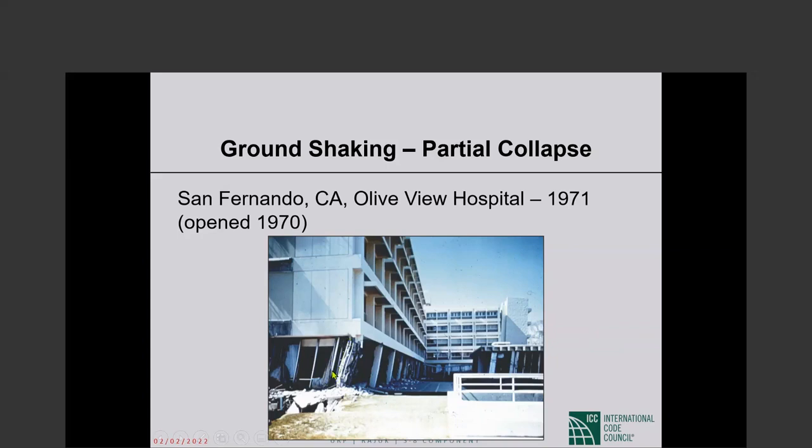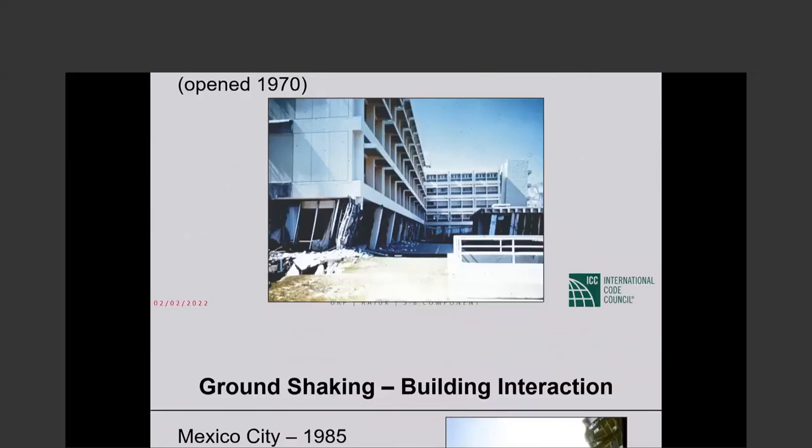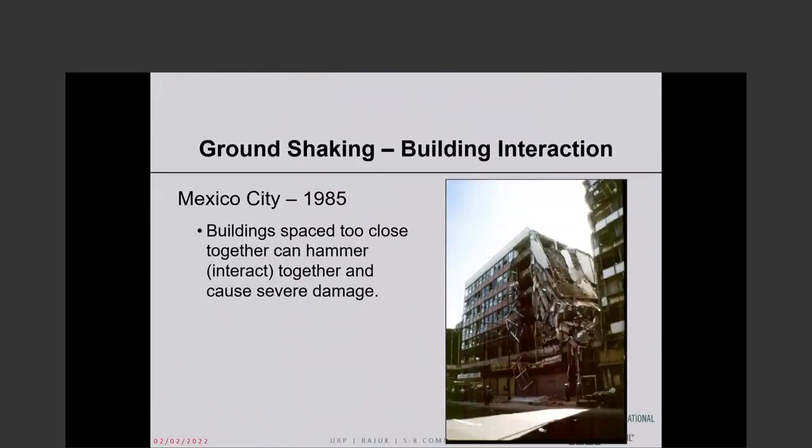The reason was it was a soft story. The column supported shear walls above. Anyway, whatever the reason, we had partial collapse of this important hospital. And when hospitals don't function after an earthquake, the community is in significant trouble.